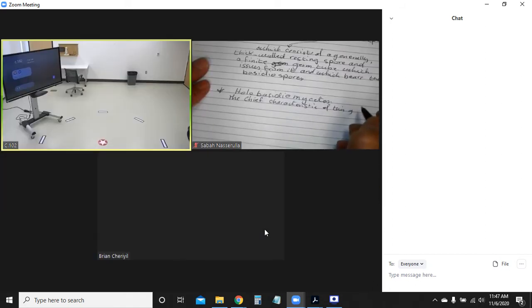In general, of course, the main characteristic of this group, which means the whole basidiomycetes, of this group of fungi.